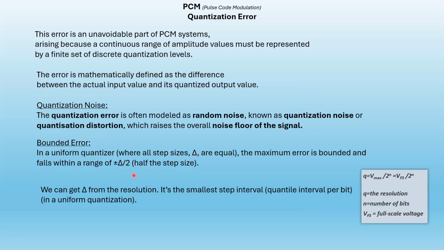But again, we're talking about a uniform quantizer, where all the steps are the same size, delta. The delta stands for the interval between top and bottom of this change that we're noticing. The maximum error is bounded and falls within the range of halfway of the delta, which is half of the step size.